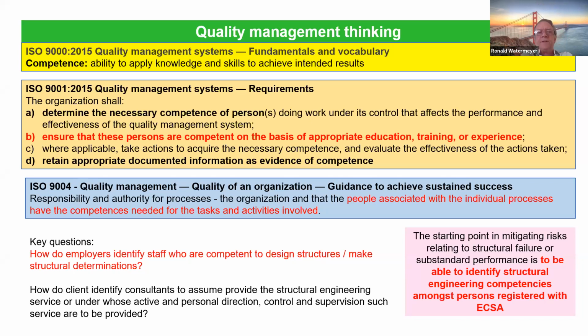If you look at quality management systems, it says the organization shall determine the necessary competence of people doing work under its control that affects the performance and effectiveness of the quality management system, ensure that these persons are competent on the basis of appropriate education, training, or experience, and retain appropriate documented evidence of competence. Obviously that's going to be linked into the whole auditing and governance processes that we go through at the moment. And then, for quality management to achieve sustained success, it is very clearly stated that people associated with individual processes must have the competence needed for the task and activities involved.